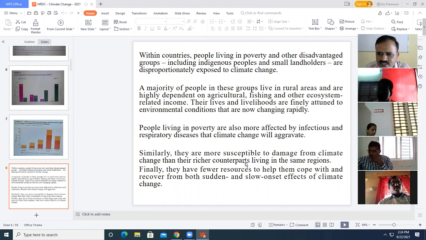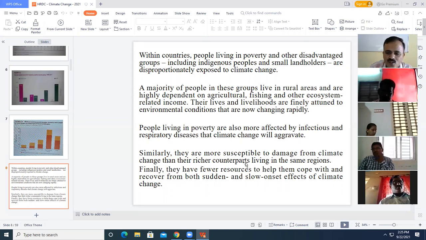In one of the previous graphs, we have noted that the worst affected persons are living in rural areas, and since they depend upon agriculture, the most affected sector by climate change is agriculture, fishing, and other ecosystem-related income. So their lives and livelihoods are finely attuned to environmental conditions that are now changing rapidly. That's why it is very difficult even to forecast or predict the effect of climate change.